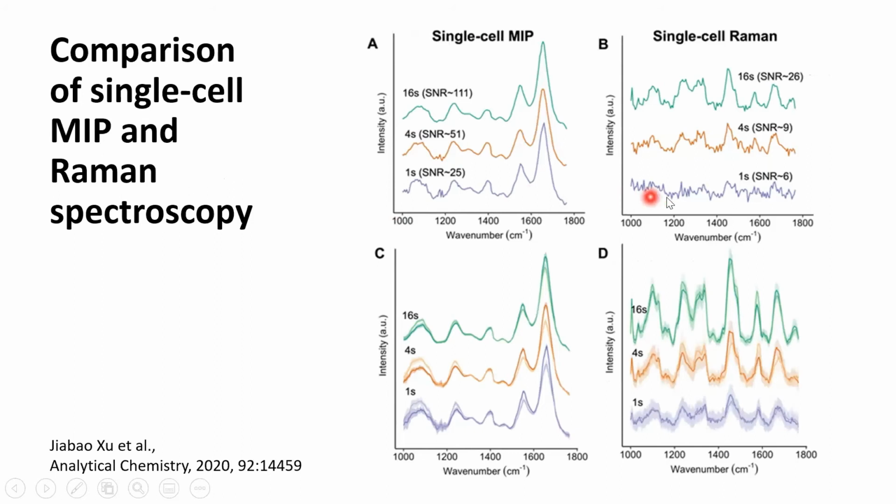In comparison, when we use the same visible power and do Raman, we barely see anything. That's a very good demonstration that IR has a much higher cross section. So in consequence, with IR we can see this different response to the drug, while in Raman, we barely see much.